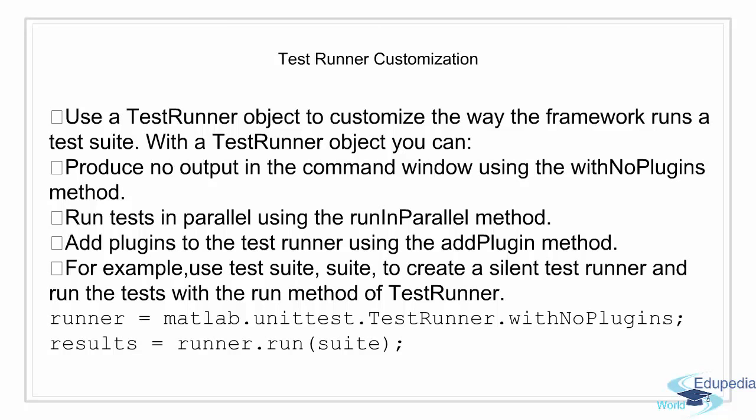Here, in the first line of code, I decided not to throw output to the command window, and in the second line, using the suite created, I am executing the whole test suite using the runner configuration. So the code looks something like this. First I created the runner configuration with no plugins, which means there will be no output thrown on the command line, and using this runner I am going to run my suite. So the suite will be run and the results will be stored in the results variable.